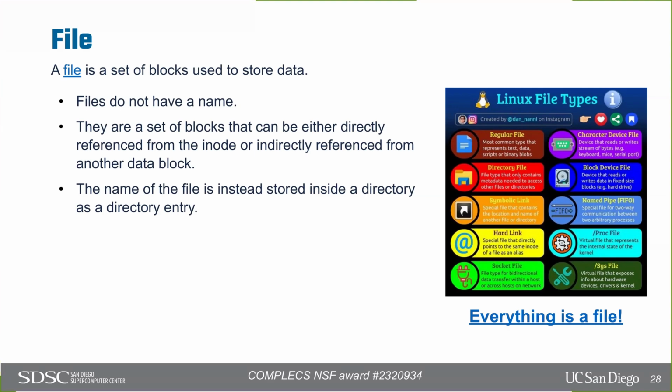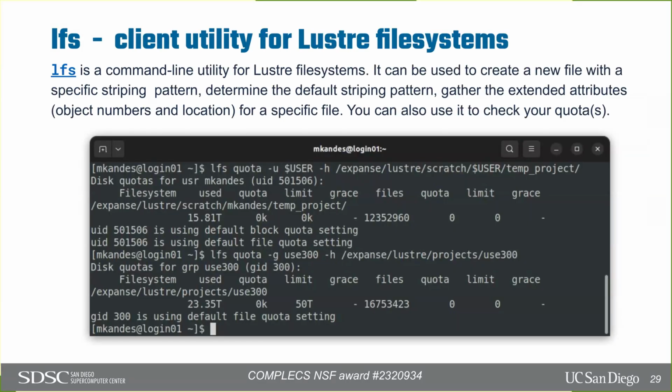And yeah, they are a set of blocks that can be either directly referenced from the inode or indirectly referenced from another data block. So if you look at that structure there, you have a hierarchy of how the blocks are referenced. And yeah, again, the idea here was to give you a sense of the complicated nature of the concepts once you start digging into the details, right? But that's the general overview of what a POSIX file system is made out of.